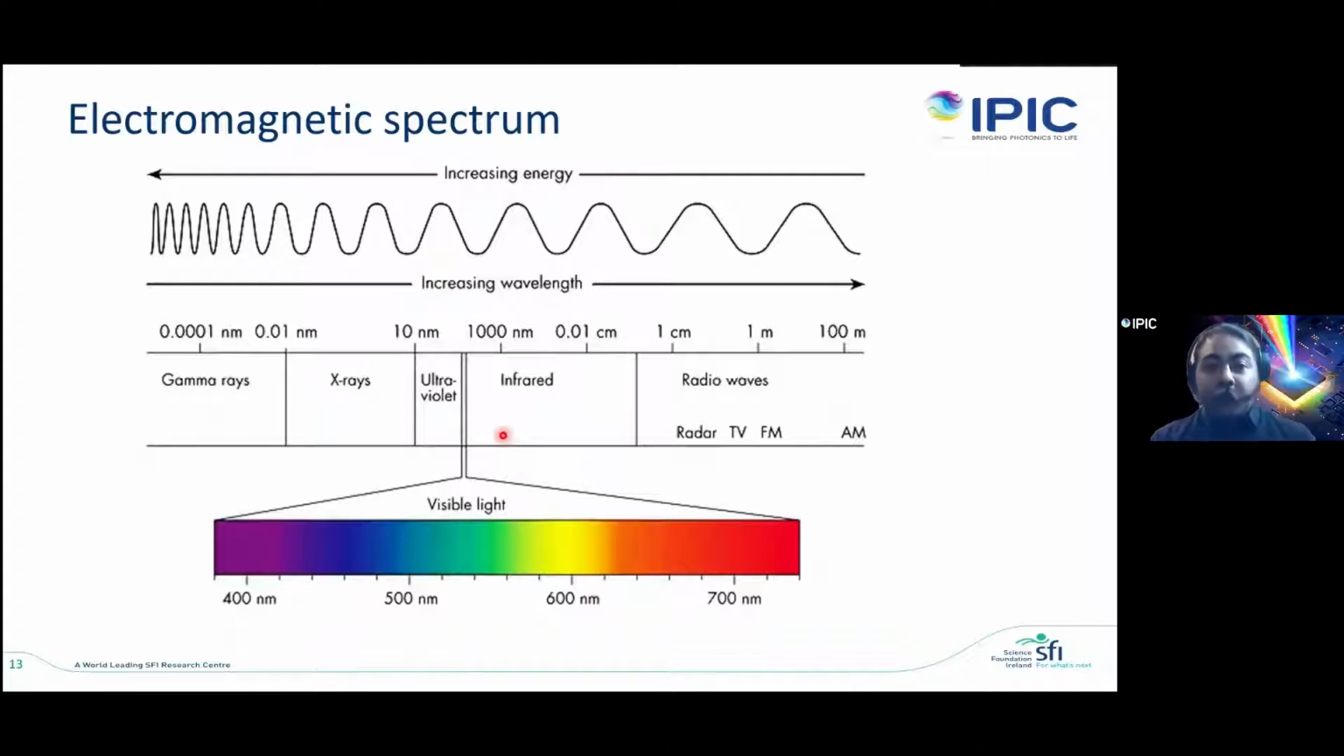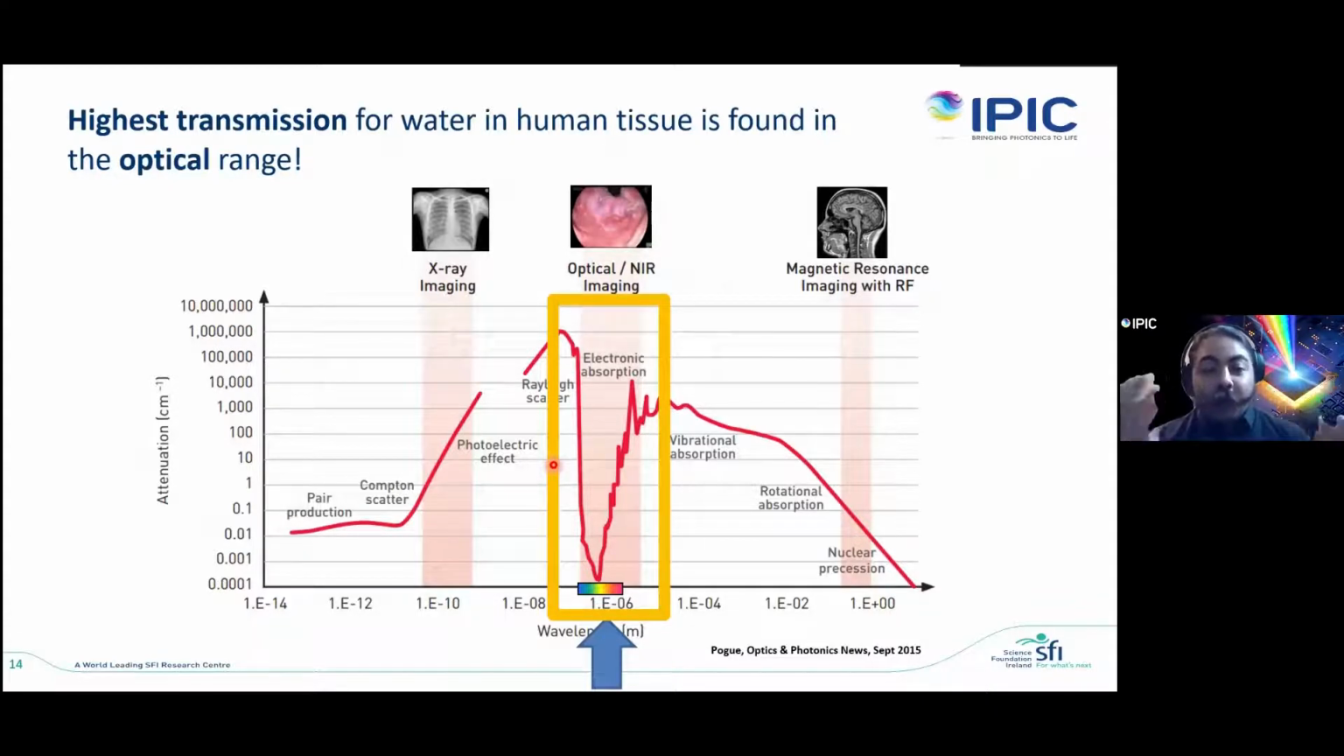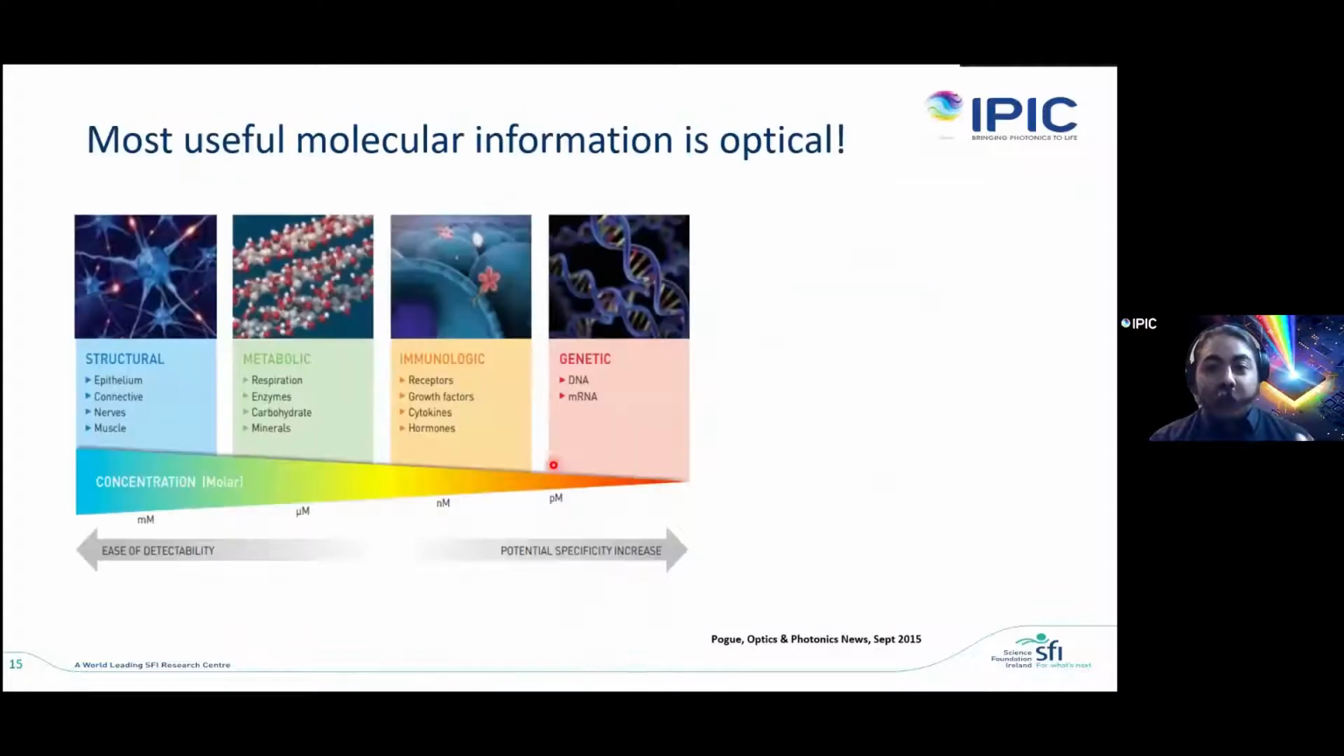If we observe this spectrum, we have the highest transmission for water in 3 regions which are used for medical imaging. These are the X-ray range, the optical imaging range, and the magnetic resonance imaging range. And the optical range is the one with the highest transmission for water. And not only this, most of the useful molecular information is optical.